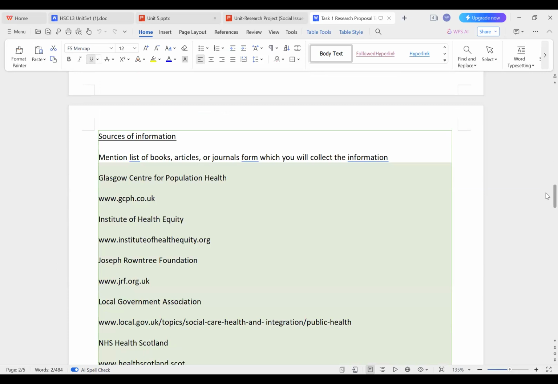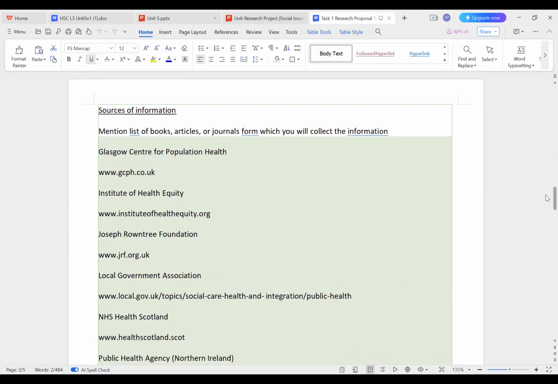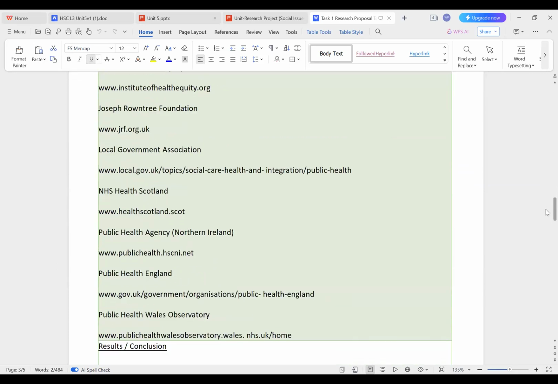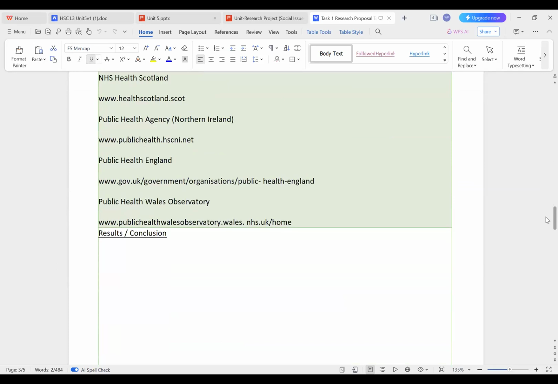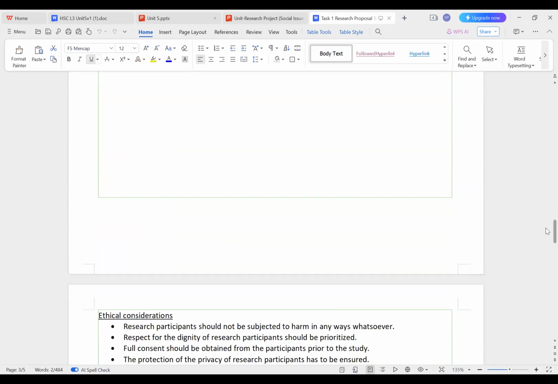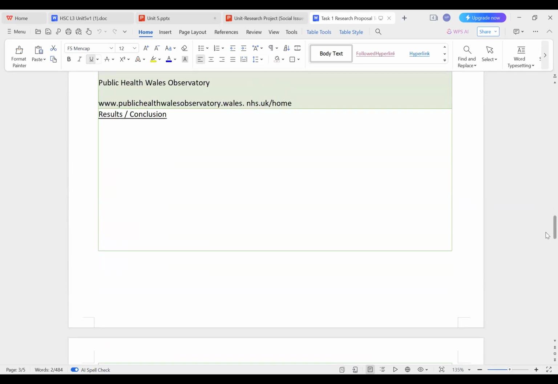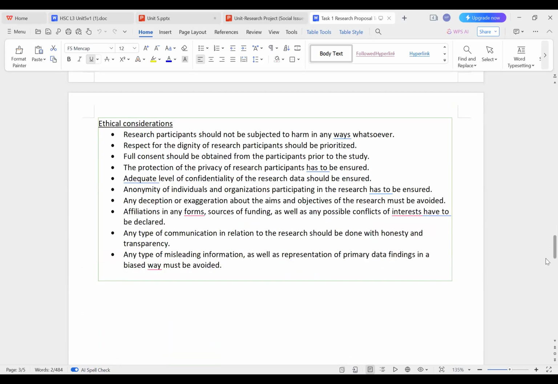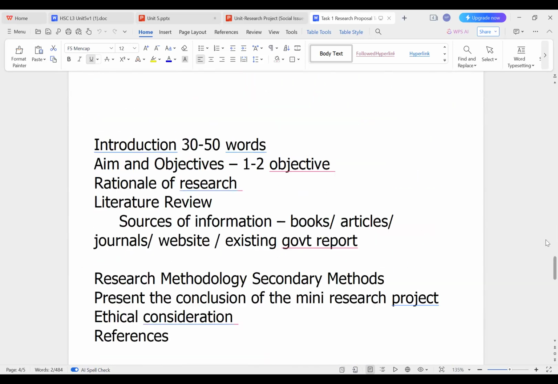And then this is all the list of the references that you would want to mention. And then your results and conclusions. Now, what are the ethical considerations that you would want to consider? This has already been shared.